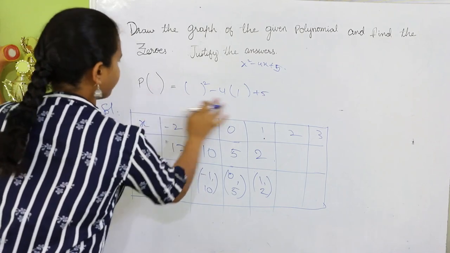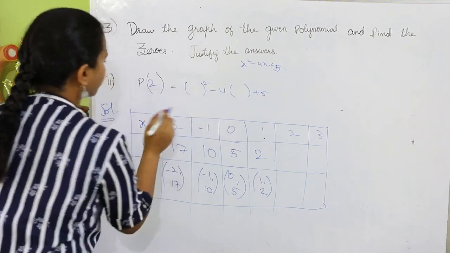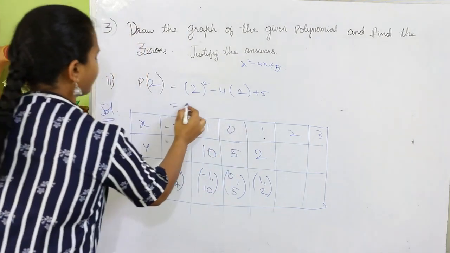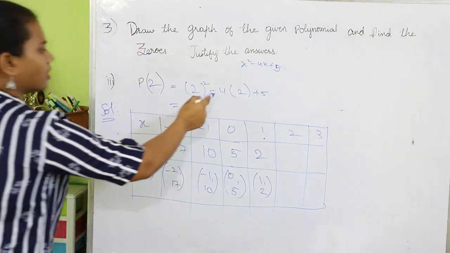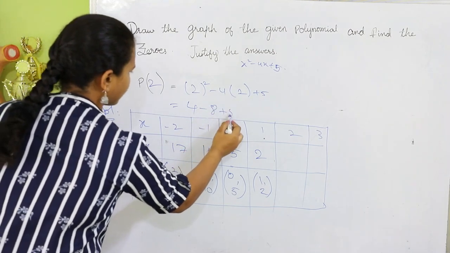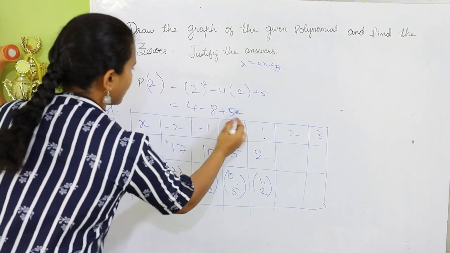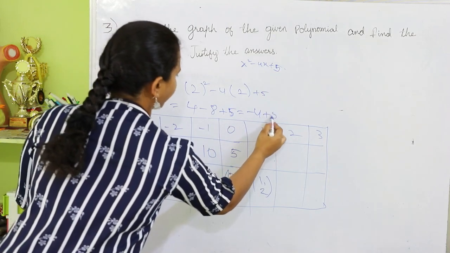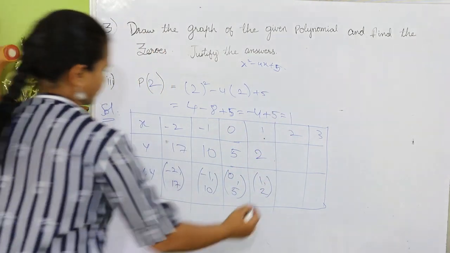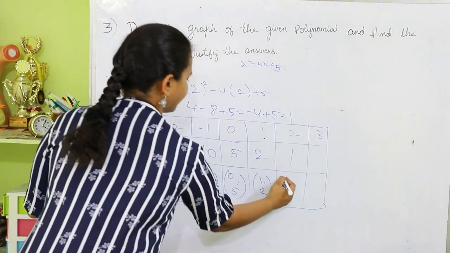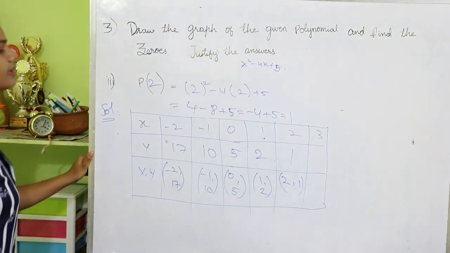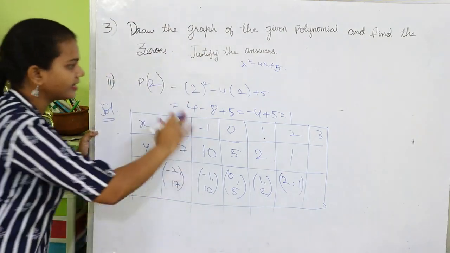You go for 2. If P of 2 is called, then you go for 2 square, which is 4, where for 2 it is 8. Plus into minus, minus 4, minus 8. This becomes minus 8, again plus 5. So minus 4 plus 5 becomes 1. So therefore x comma y value will be 2 comma 1. Clear? Are you getting it?